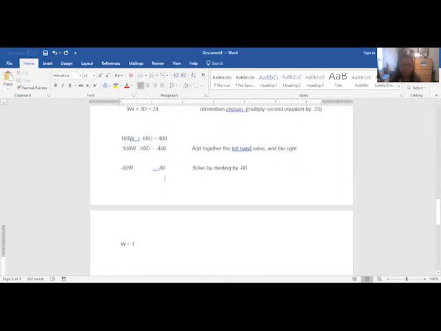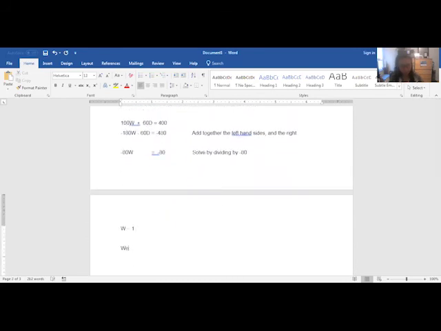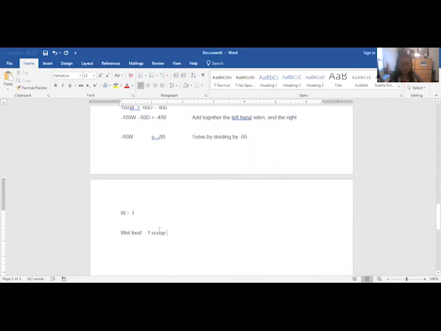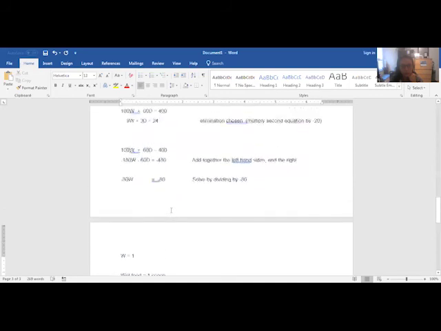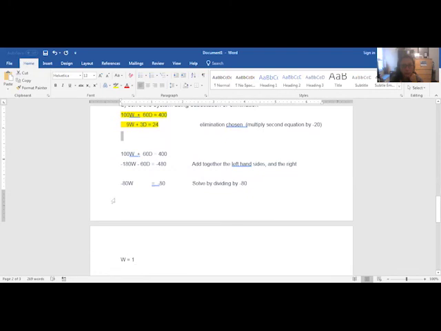Now, when you get this answer, I urge you to go back and remember, wait, what does W stand for? W was my wet food. So what I'm saying with this answer is I need 1 scoop of wet food. Does this tell Pauline all the information she needs? No, we must then find how much dry food needs to be given in order to complete the recipe. So I'm going to take this W equals 1, and I'm going to come back up here to one of my original equations, and I'm going to plug that W equals 1 into my equation because I now know I need 1 scoop of wet food. Then I'm going to solve and figure out what D is.